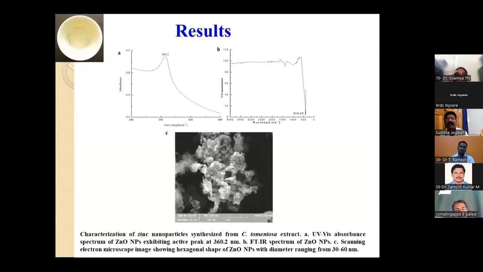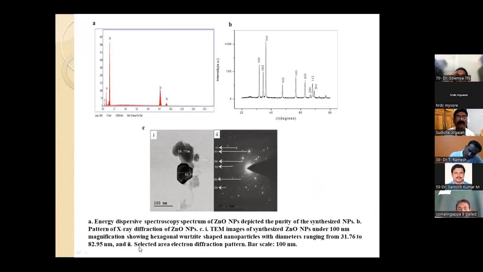These are the UV results for the zinc oxide nanoparticles. For beginners, a peak expressed between 360 and 363 nanometers is majorly considered zinc oxide. Next is FTIR, which we use to know the functional properties, and the scanning electron microscope, which shows that a size range of 30 to 60 nanometers has been synthesized. We also did the elemental composition of the zinc oxide, where the major peak produced is zinc.